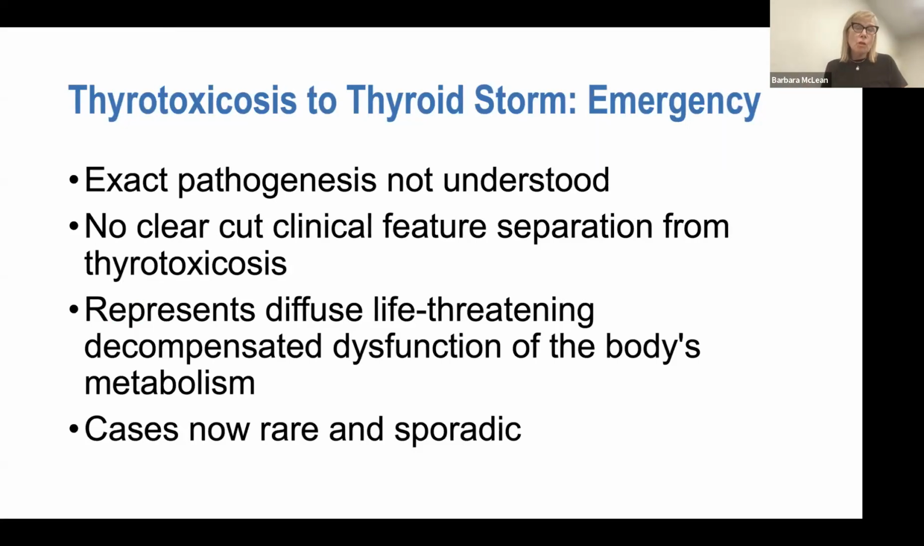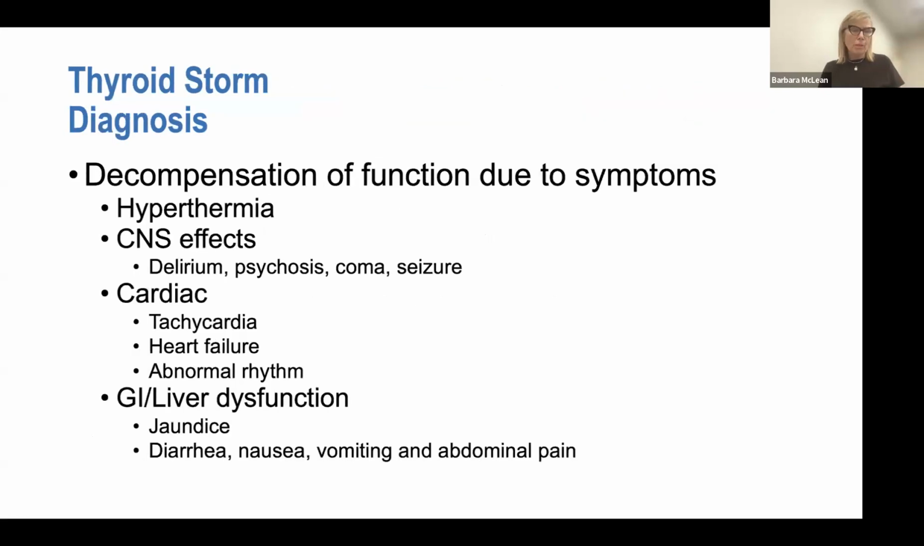Now, we don't really know what the clinical features of this are. We just know that when you have hyperthyroidism and then you have a secondary event, you now have a profound, life-threatening decompensation of your metabolism. Now, we rarely see thyroid storm anymore because we have so much better access to primary care. But if we see these patients, you really have the big four: profound, uncontrollable hyperthermia.